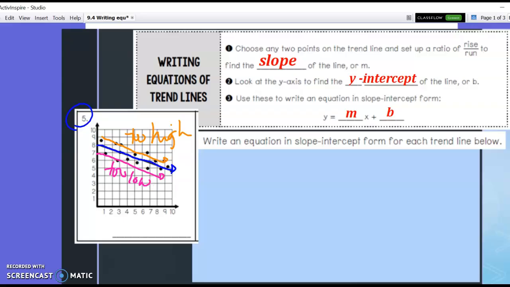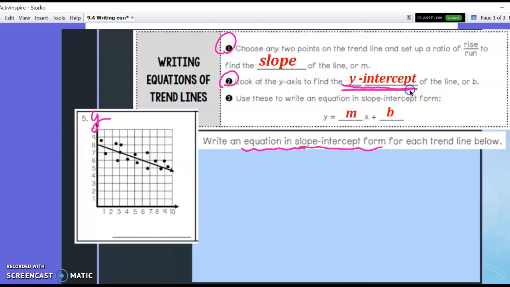Now what we're going to do, since we're going to be making an equation today of a line in slope-intercept form, we have to calculate two things. Number one, we need to calculate the slope by looking at the ratio of the rise over the run. Number two, we're going to be able to look at the y-axis here and determine what is the y-intercept. And then we're going to put both of those things into our slope-intercept form of our equation, y equals mx plus b. So let's get started on this one.